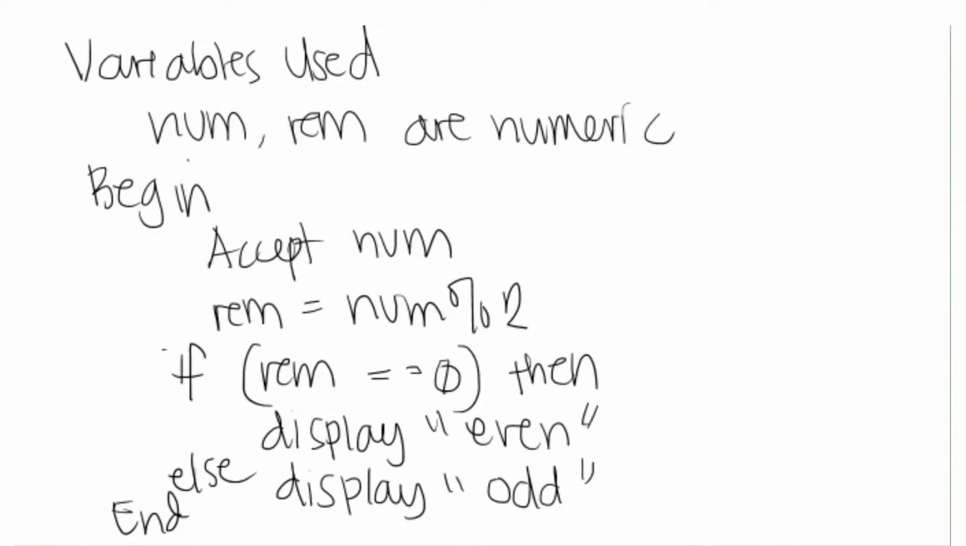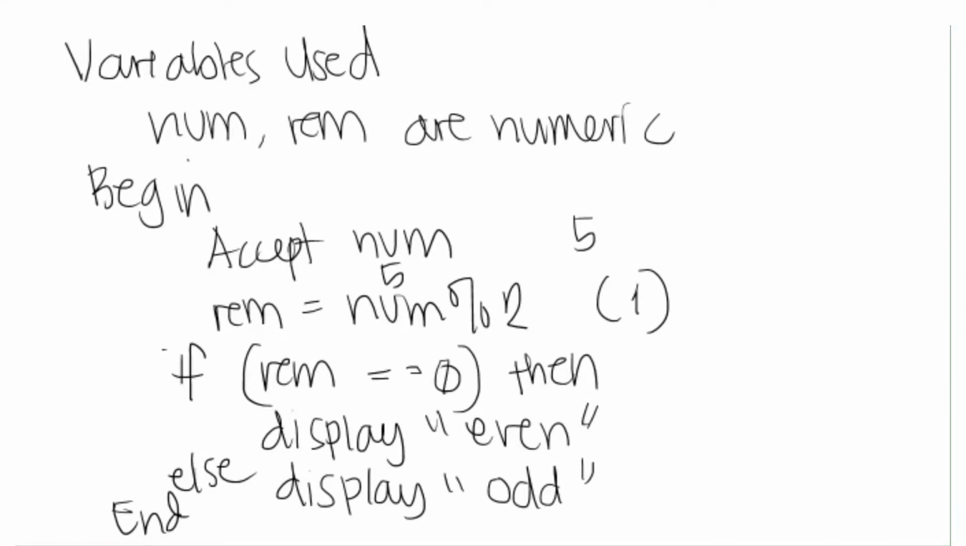So again, let's simulate. Let's say, for example, I input the value of 5. Then we're going to process 5 modulo 2. That's actually 1. If 1 is equals to 0, so that's false. So it will fall into the else statement. And the else statement is displaying that the value is an odd number. And then end.